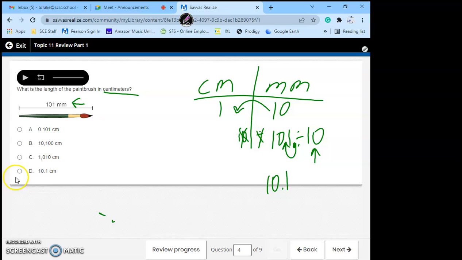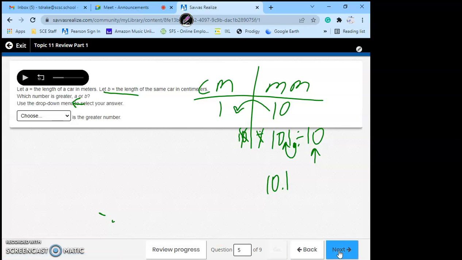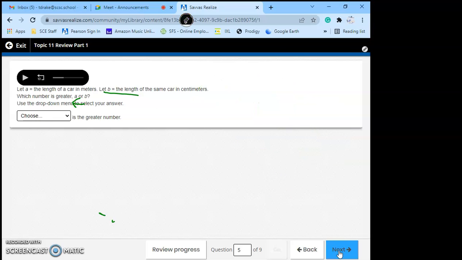And check it out. That's one of our answers. Number 5. Let A equal the length of the car in meters. Let B equal the length of the same car in centimeters. Which number is greater, A or B?